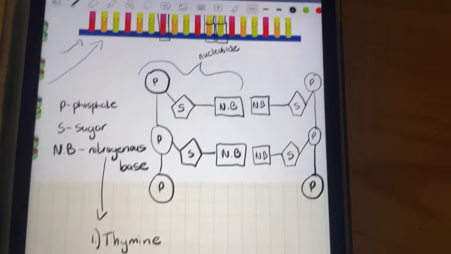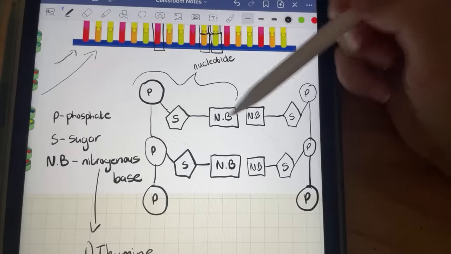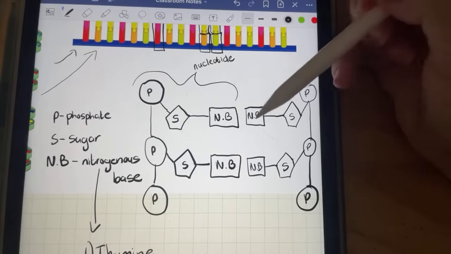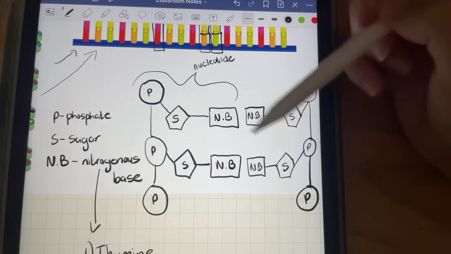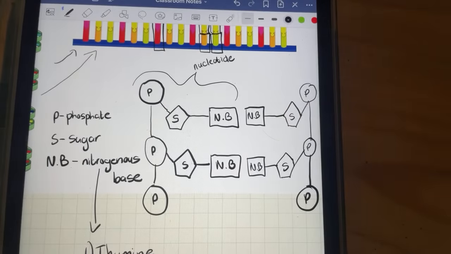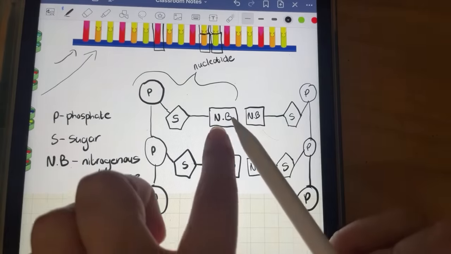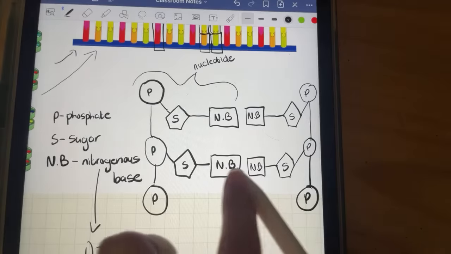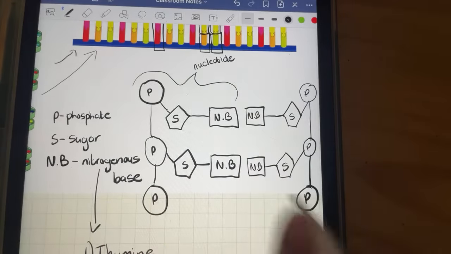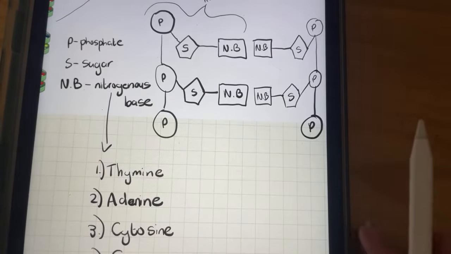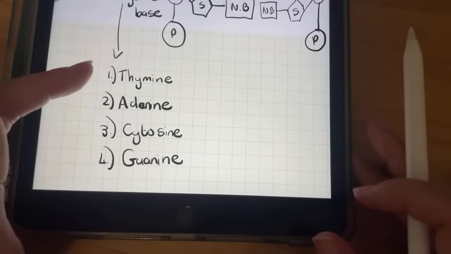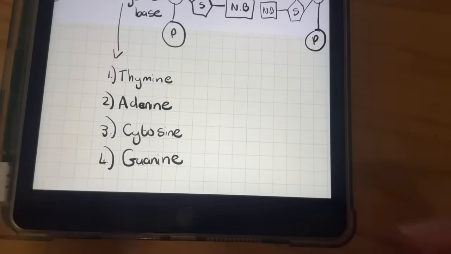So what that means is, if we look at our diagram, any one of these nitrogenous bases could be thymines, adenines, cytosines, or guanines. So we can just interchange them. There is a special way that you allocate them, and I'm going to cover that now too. But I want you to think of these NBs, or these nitrogenous base labels, as placeholders. Like, I can substitute in a thymine into one of these, or an adenine into one of these. Okay, so these are our nitrogenous base options. There are four of them.